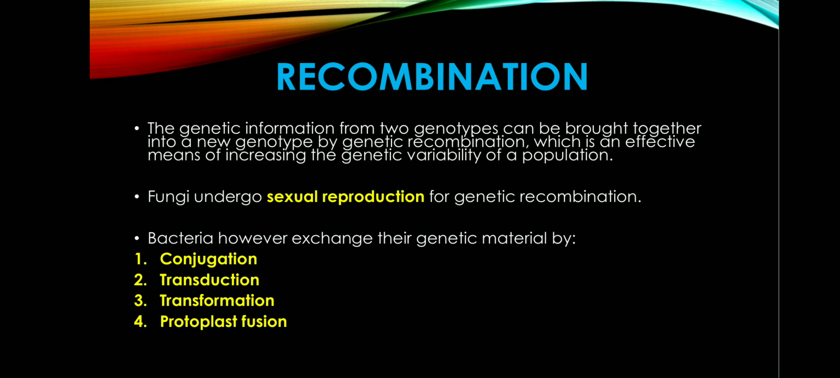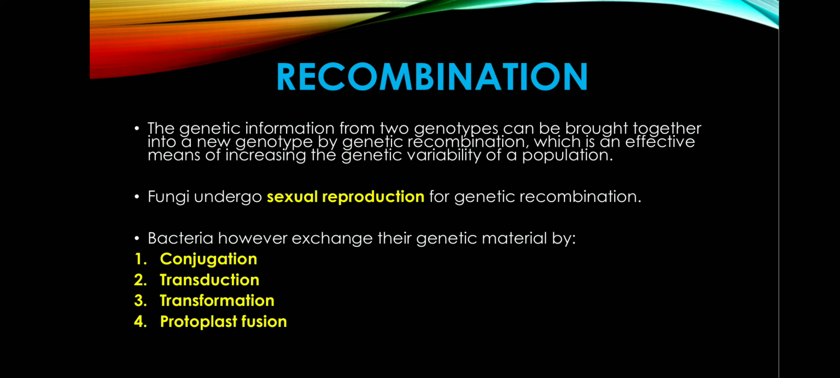Let us look into recombination first. The genetic information from two genotypes can be brought together into a new genotype through genetic recombination. This is an effective means of increasing the genetic variability of the population. Bacteria do not go for sexual reproduction. However, they are capable of exchanging some genetic material, using certain processes like conjugation, transduction, and transformation.